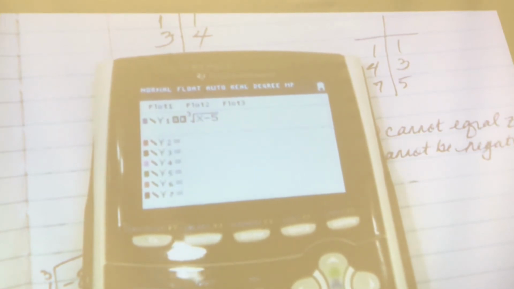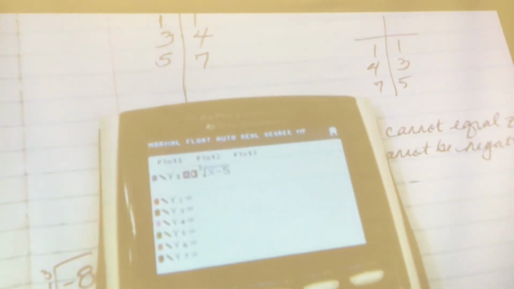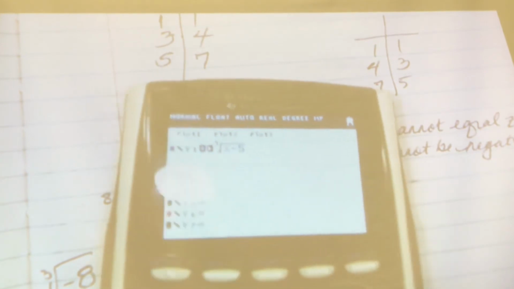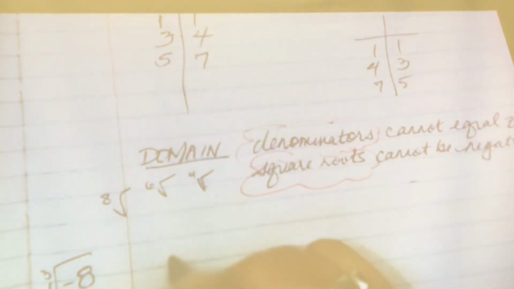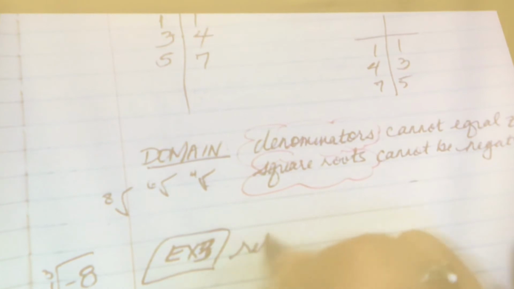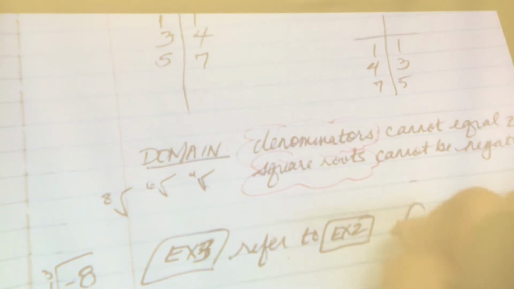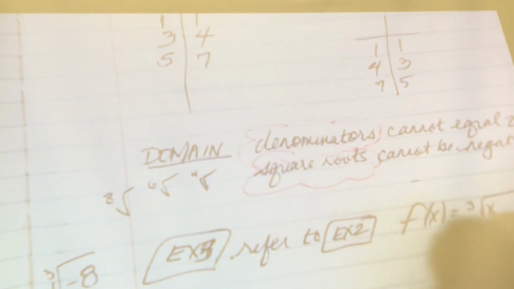Does this equation have a denominator? No, so I'm not even going to worry about this. Does this equation have a square root or a 4th root or a 6th root? No, so the 2 things I need to be very careful of don't even exist for my domain here. The domain just means what numbers are you allowed to plug in? Well, anything. So if I go back to example 2, the equation is f of x is equal to the cube root of x minus 5.